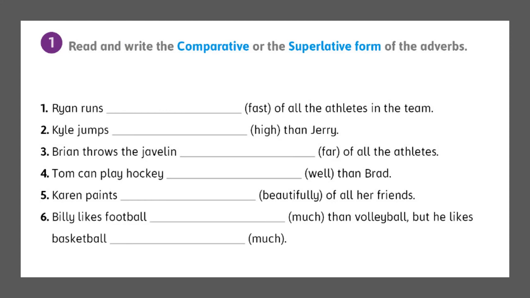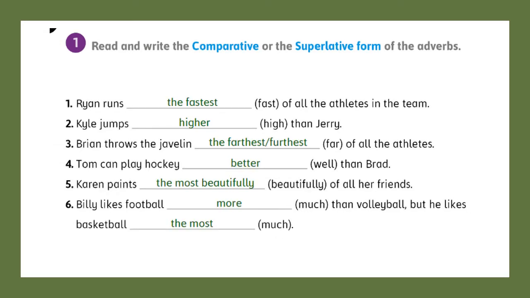Now let's move to our workbook, page 29, activity 1. Read and write the comparative or the superlative form of the adverbs. Number 1, Ryan runs fast of all the athletes in the team. So here we have to use the superlative form. Excellent. Ryan runs the fastest of all the athletes in the team. It's so easy, my dear students. Why don't you stop the video and try to answer? Back again, let's check the answer together.